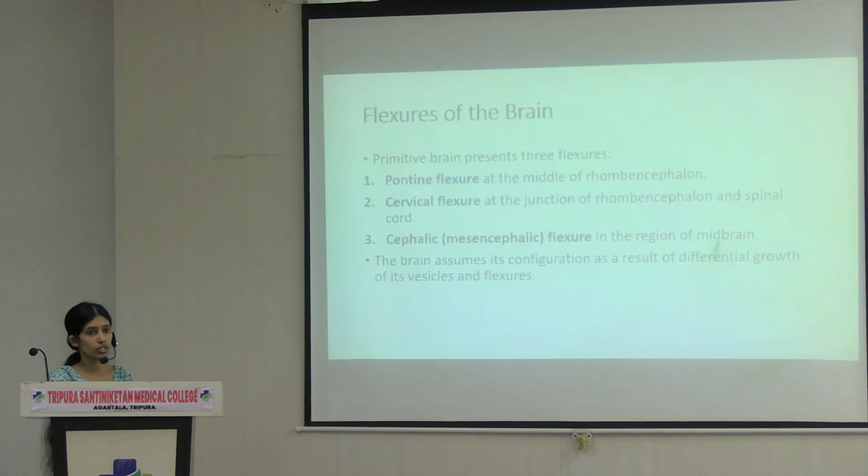Next, flexures of the brain. The primitive brain presents three flexures: the pontine flexure at the middle of the rhombencephalon, the cervical flexure at the junction of the rhombencephalon and spinal cord, and the last one is the cephalic, that is, mesencephalic flexure. It is present in the region of your midbrain. The brain assumes its configuration as a result of differential growth of its vesicles and also its flexures. In most textbooks, only these three flexures are mentioned, but there is one more flexure also. What is that? It is your telencephalic flexure. Note that point also.